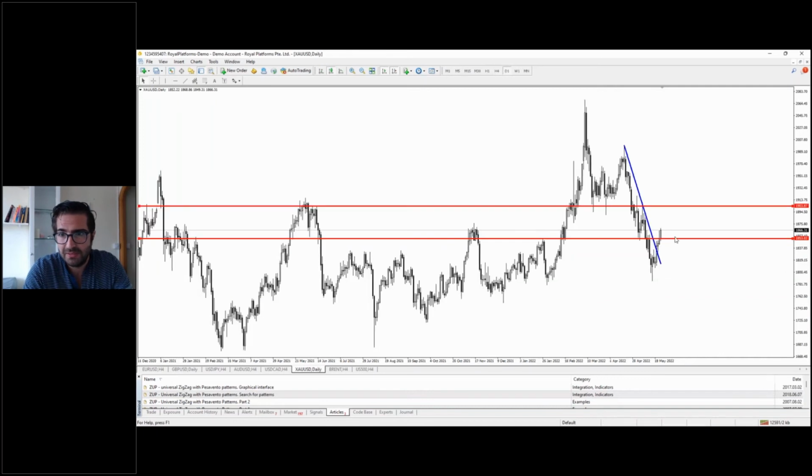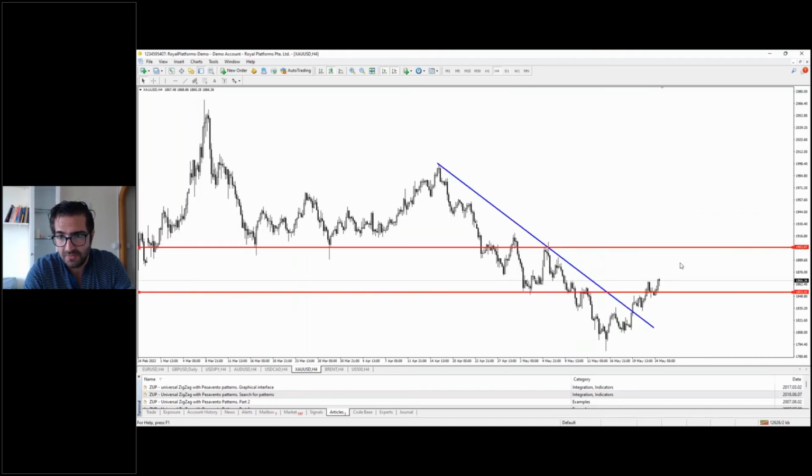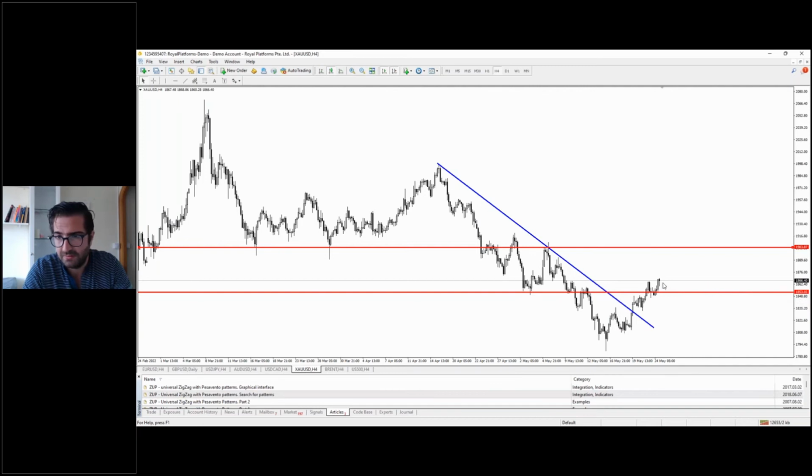If today the market closes above this 1853, like the daily candlestick, this is a really good indication that the buyers will push it further to the upside all the way up until 1903. So for me, I would like to see the daily bar closing above this area, 1853, and then I might buy it all the way up until the 1903. So we are bullish on the gold.